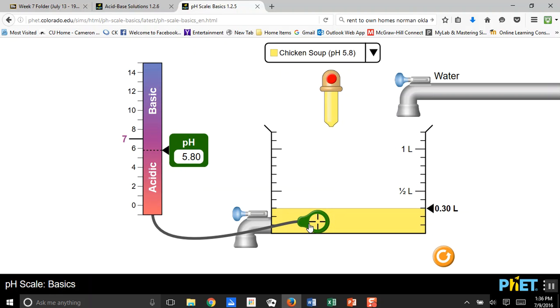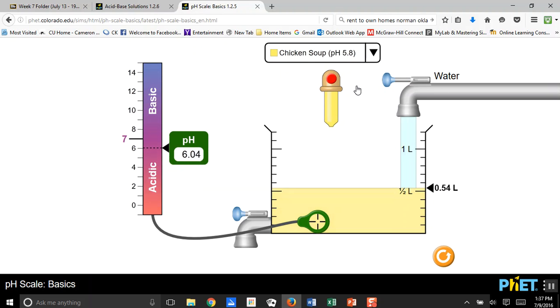One of the ways I can change the concentration is I can put more water in it and I'll dilute it. We talked about solutions, talked about diluting things, I'll make it less concentrated. So I can pull this handle up here and I put water in. Think for a minute, predict for me what you think will happen to the pH as I put more water into it. Go up, down, or stay the same?